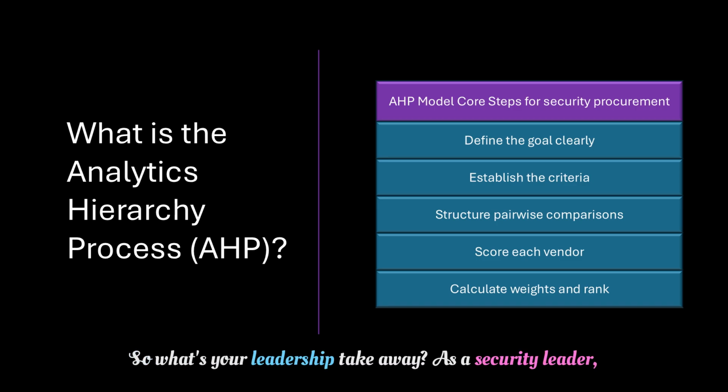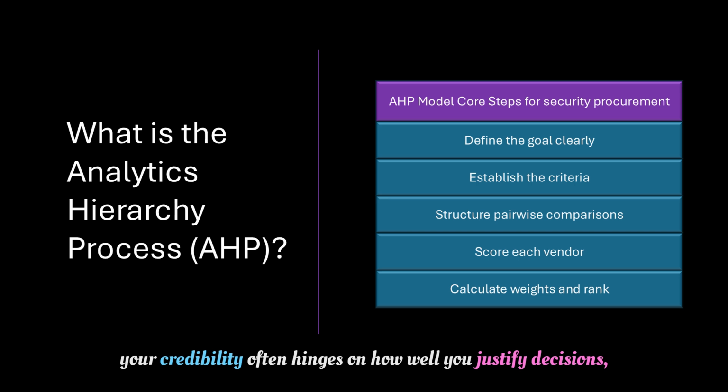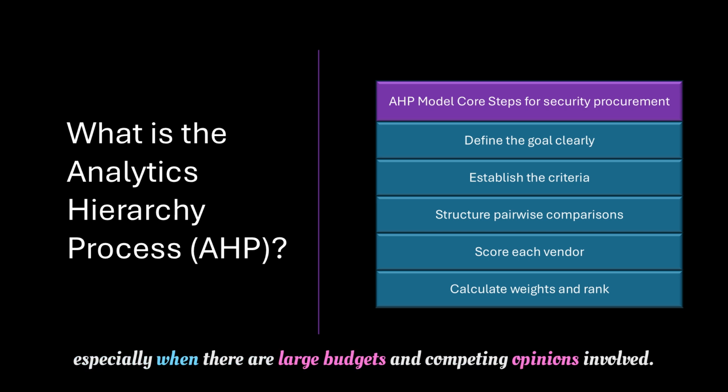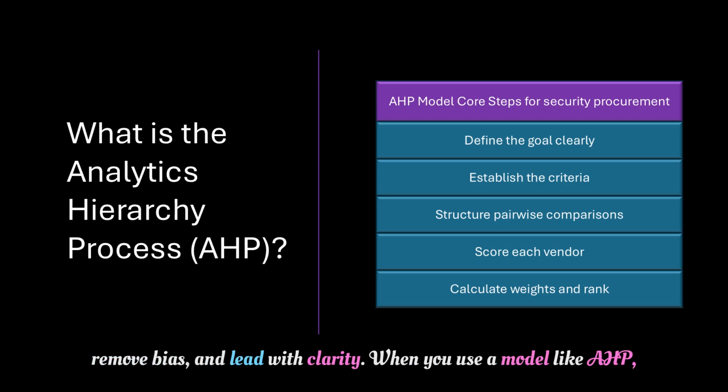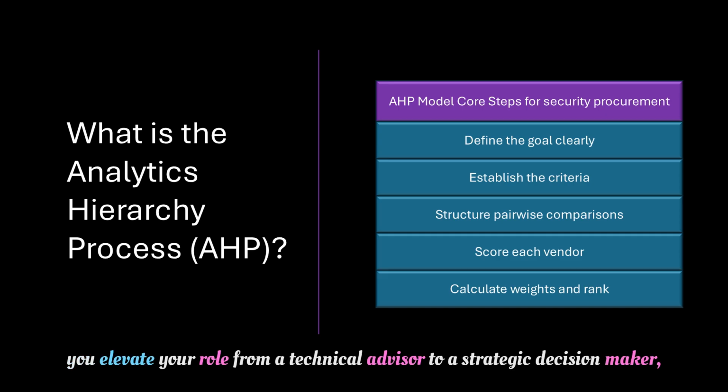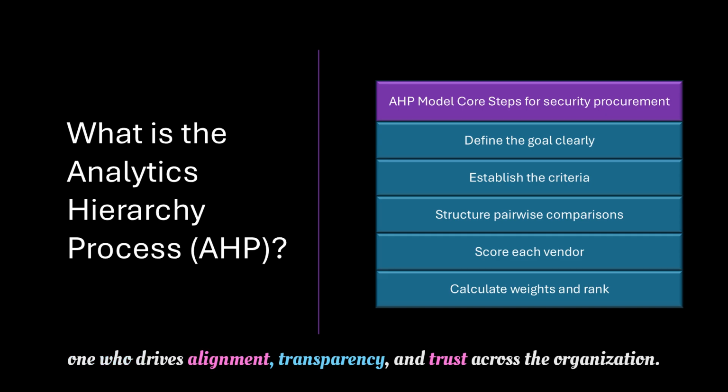So, what's your leadership takeaway? As a security leader, your credibility often hinges on how well you justify decisions, especially when there are large budgets and competing opinions involved. AHP gives you the structure to cut through noise, remove bias, and lead with clarity. When you use a model like AHP, you elevate your role from a technical advisor to a strategic decision maker, one who drives alignment, transparency, and trust across the organization.